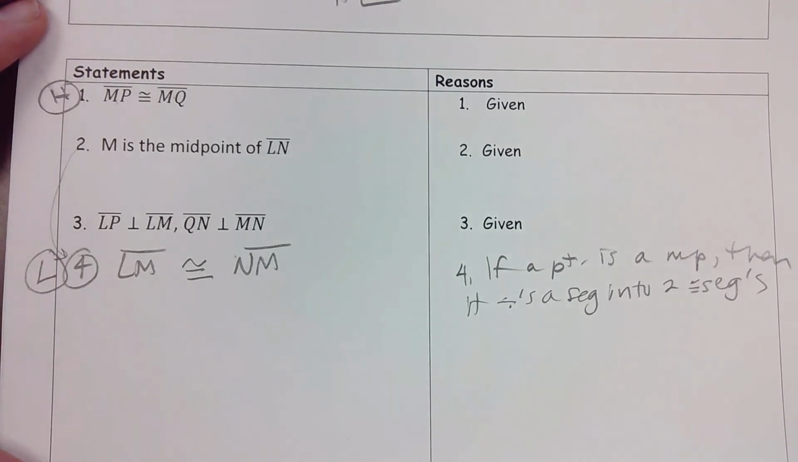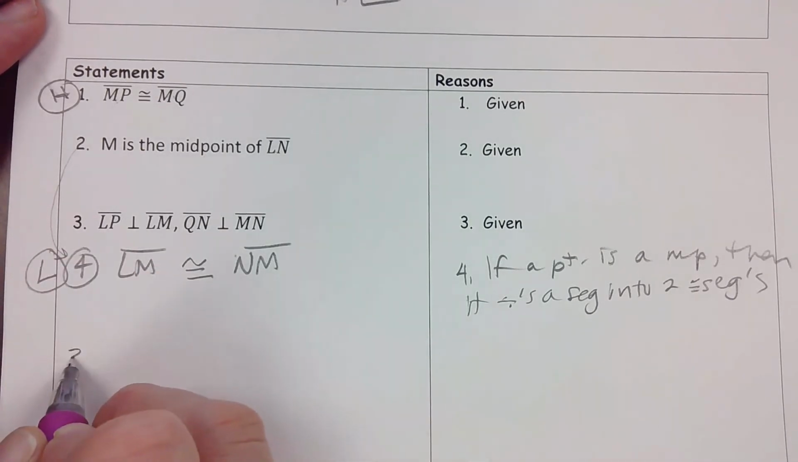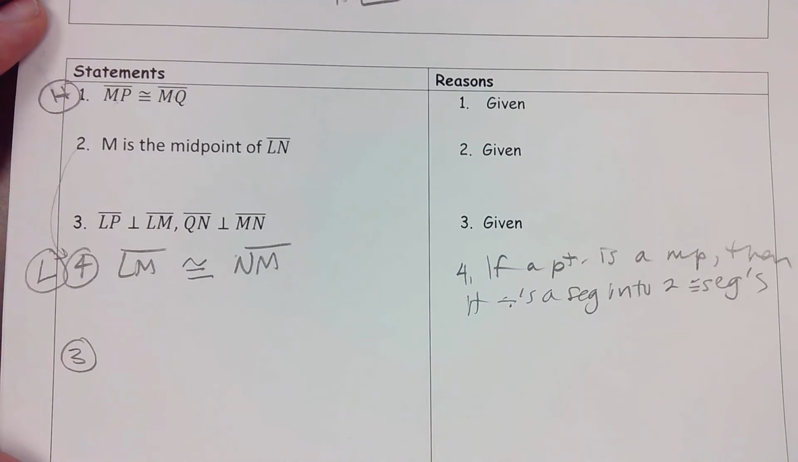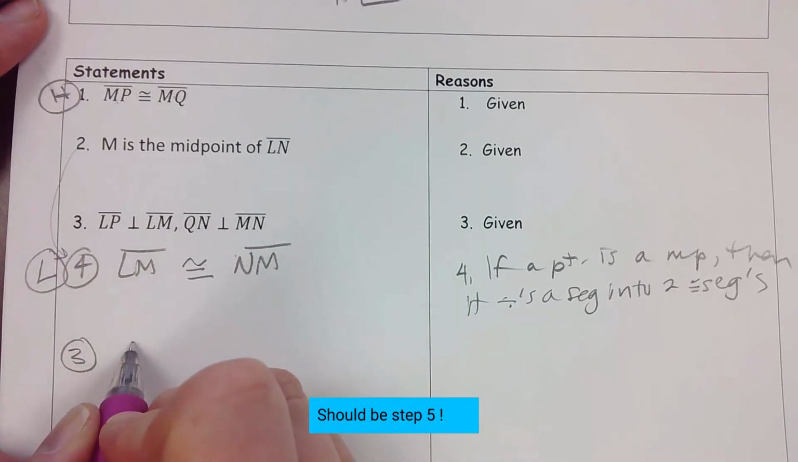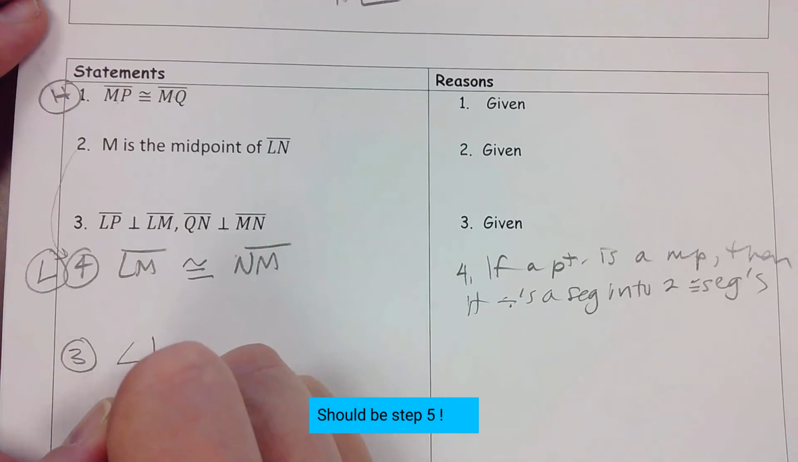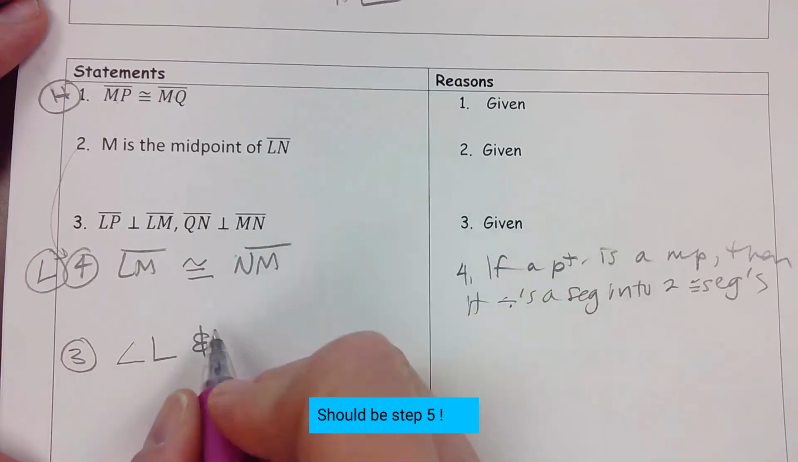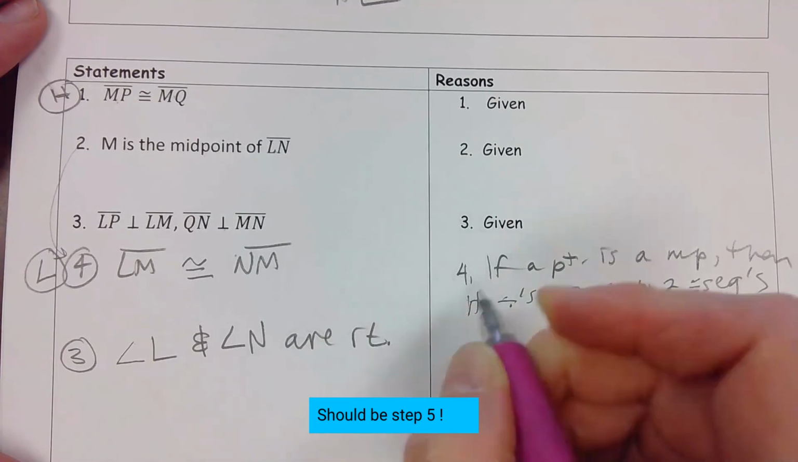However, the only way we can say HL is if we have right triangles, and the only way to establish that we have right triangles is to state the right angles. So that's why we needed this other given, this given that's on step 3. All right, so perpendicular segments always lead to right angles. So I could say angle L and angle N are right, RT right.